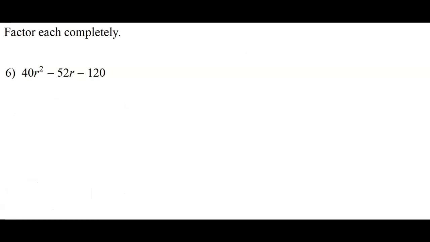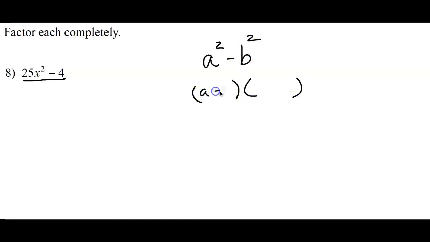Let's go ahead and take a look at number 8. Once again, you want to check for a GCF. Do we see any GCF here? There is no GCF, but we can factor this. This has got 2 terms in it. Anytime you have something that looks like this, 2 perfect squares that are being subtracted from each other, you could rewrite it like this.